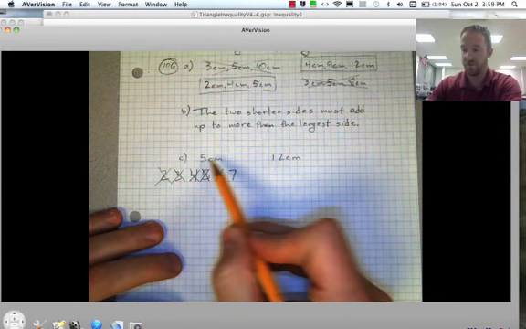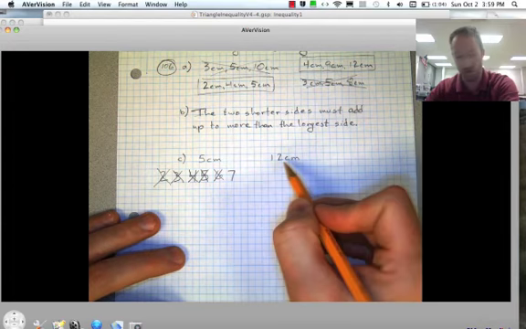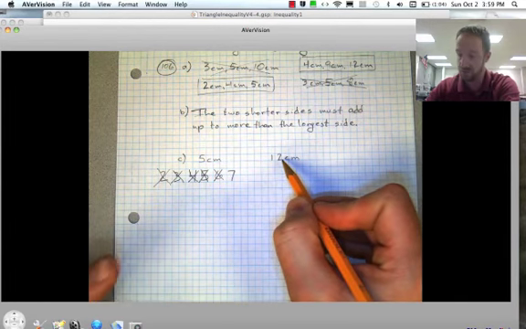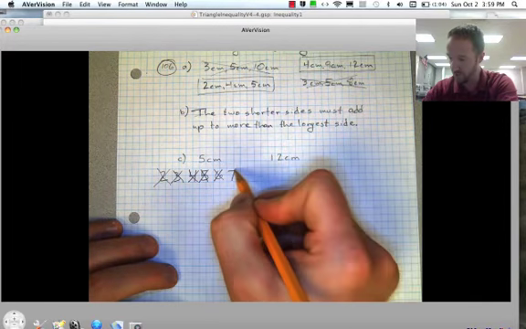The two smaller ones would be 5 and 7. 5 plus 7 is 12. But 12 isn't bigger than 12. 12 is equal to 12, but not bigger than 12. So 7 will not work.